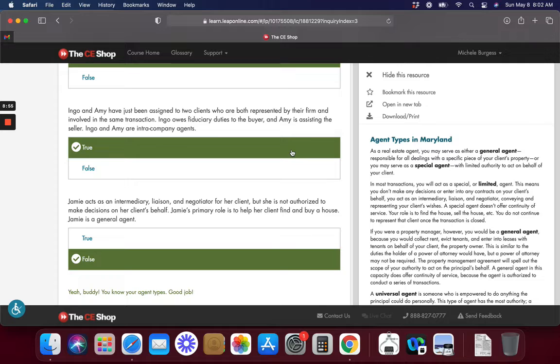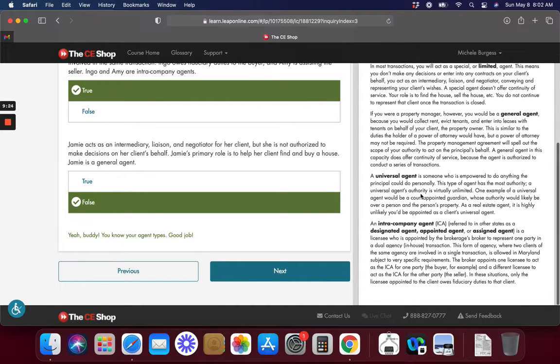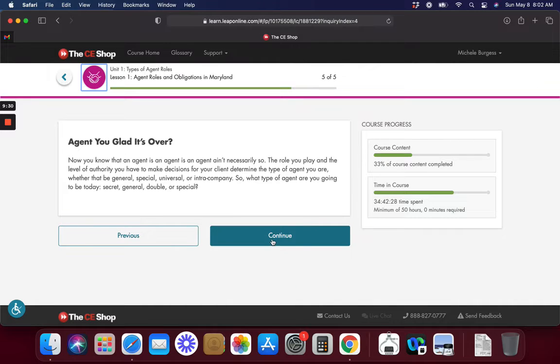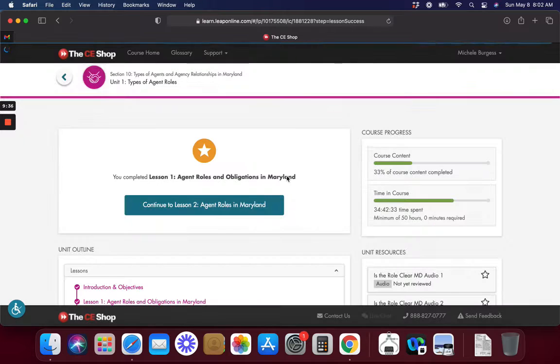Indigo and Amy have just been assigned 2 clients that are represented by their firm and involved in the same transaction. So they are an intercompany agent. All right, if you are acting as a liaison and negotiator for your client, I believe you are a general agent. No, it says you're not a general agent. You're probably a limited agent. No, you're not. Okay, you're making decisions for everybody. You're a universal agent. Okay, empowered to do anything. That's my goal in life. Empowered to do anything, right? All right.